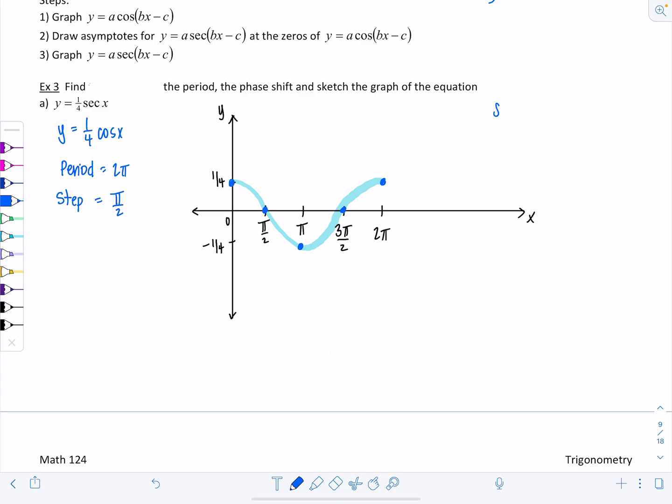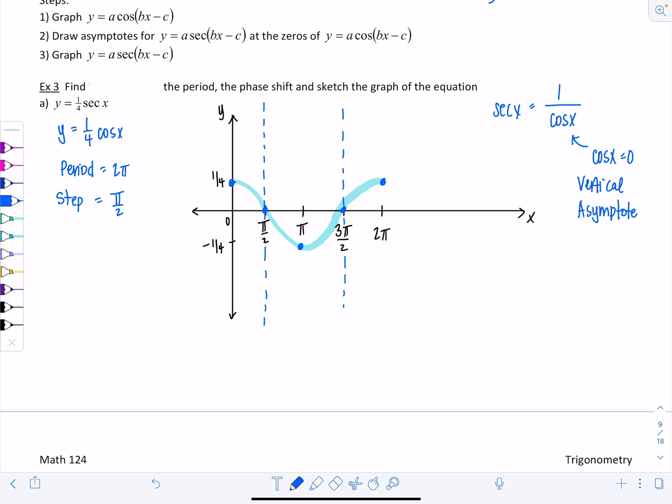So remember, secant of x is equal to 1 over cosine of x. So everywhere cosine of x equals 0, we have a vertical asymptote for the graph of secant. So where are the zeros for cosine? Right here at pi over 2. So draw yourself a vertical asymptote. And then another one here at 3 pi over 2.